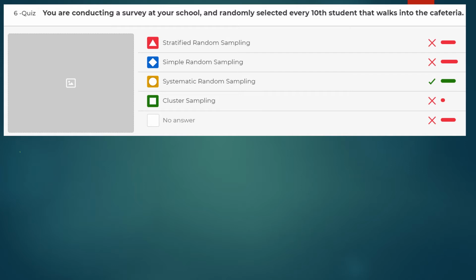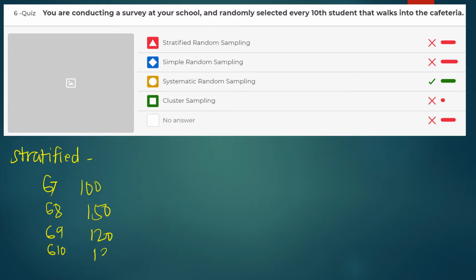Okay, if you're familiar, pag sinabi natin stratified random sampling, you are making use of strata or groups. Okay? So, let's say, for example, we have the grade 7 students, grade 8 students, grade 9, grade 10, and then there are particular values there. Kunwari, 100 grade 7, 150, 120, and then let's say 130. So for stratified random sampling, you're going to get a particular portion from each strata. Okay, so that's stratified random sampling.